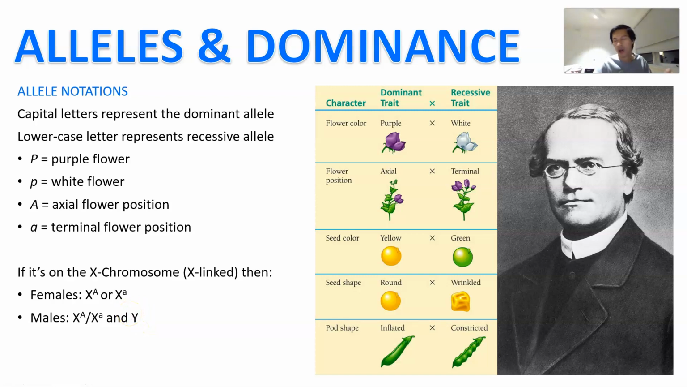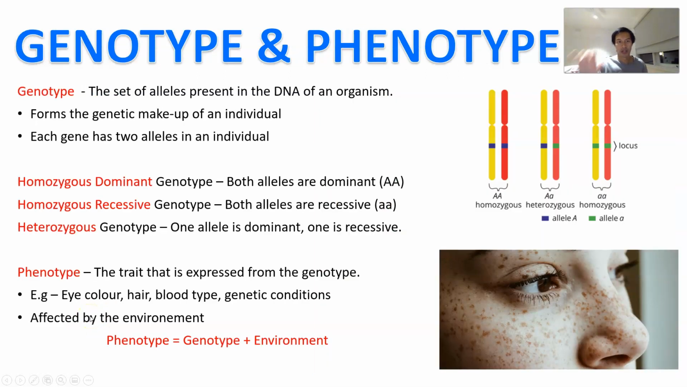You can't have capital Y, lowercase y, or YA, capital YA, lowercase, right? Because there is only one Y chromosome. However, there are different types of X chromosomes, right? Which is why you can still get these combinations.